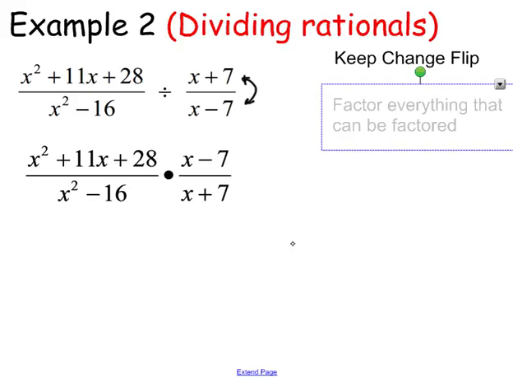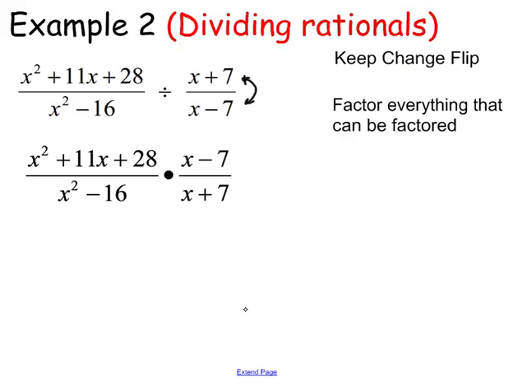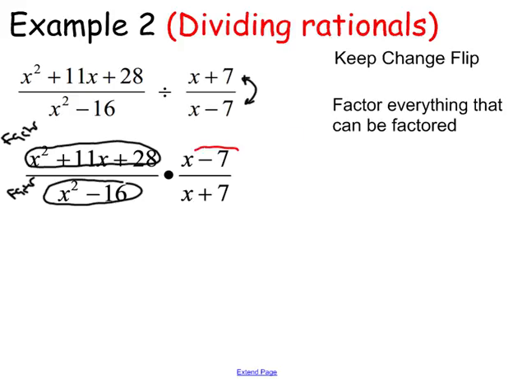Now you're going to factor everything that can be factored. So this could be factored. So we're going to factor this. This could also be factored. This cannot be factored. All right, so this cannot be factored. And same thing with the bottom one. This cannot be factored also.